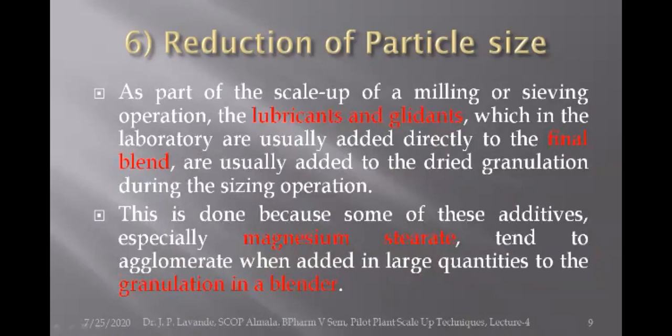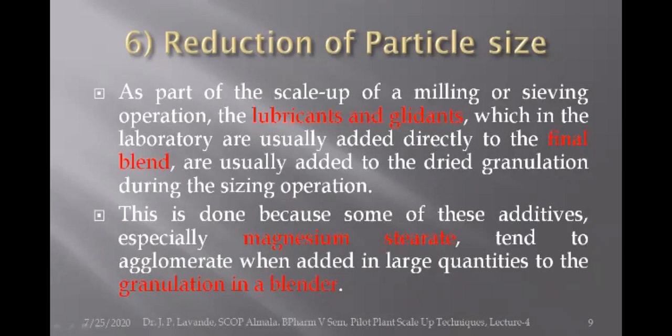As part of the scale-up of a milling or sieving operation, the lubricants and glidants, which in the laboratory are usually added directly to the final blend, are usually added to the dried granulation during the sizing operations. This is done because some of these additives, especially magnesium stearate, tend to agglomerate when added in large quantities to the granulation in a blender.